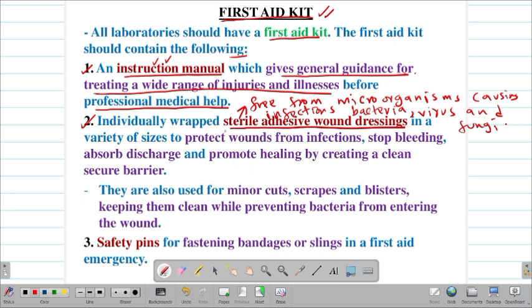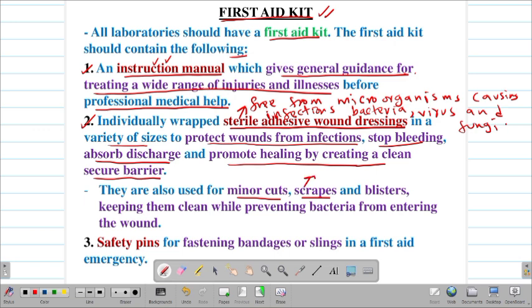So an individually wrapped sterile adhesive wound dressing is very critical in the first aid kit. It has to be in a variety of sizes so as to protect wounds from infections, stop bleeding, absorb any discharge, and of course promote the healing process by creating a clean and secure barrier. Then the same sterile adhesive wound dressings are also used for minor cuts and scrapes.